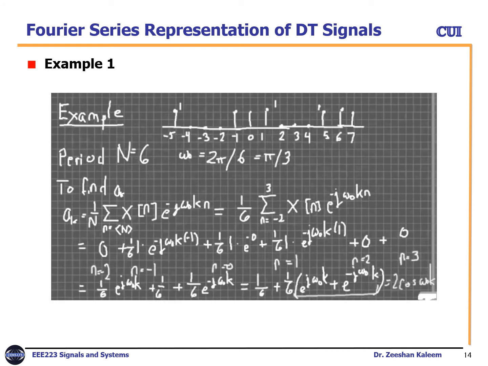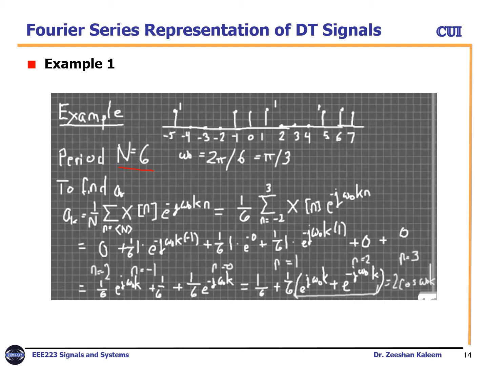Let's discuss example one related to the discrete time Fourier series. We have a signal that repeats with a period N equals 6. The given values are minus 5, we have a value 1, minus 4, 0, and up to minus 2, 0, minus 1. Then again we have a value 1 and 0, 1, and so on. Up to 5, we have repetition again. So we have a period of N equals 6.